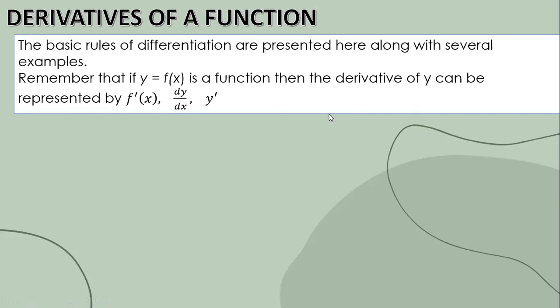So let's now have the derivatives of a function. So the basic rules of differentiation are presented here along with several examples. So remember that if y is equal to f of x is a function, then the derivative of y can be represented, lahat to ay ibig sabihin ay derivative. So f prime of x, dy over dx. So derivative of y with respect to x, dy over dx. Derivative lang din yan. Y prime, pwede rin gamitin. So lahat yan ay derivative ng function.